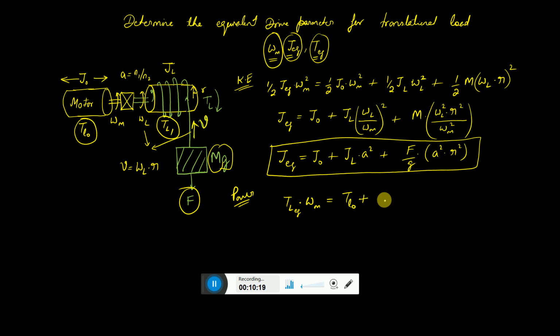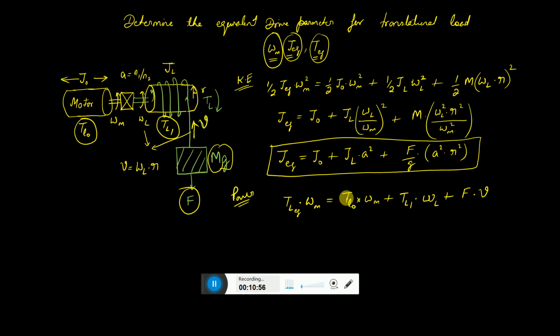So we can write here TL0 multiplied with omega M, plus TL1, usually TL0 is very less, TL1 into omega L, plus, because of the weight there is a force. So how are this force and torque related? Okay, let us say the power is there. Power is force into velocity.